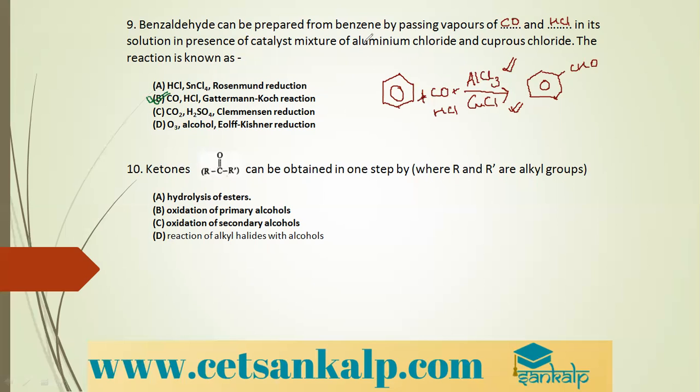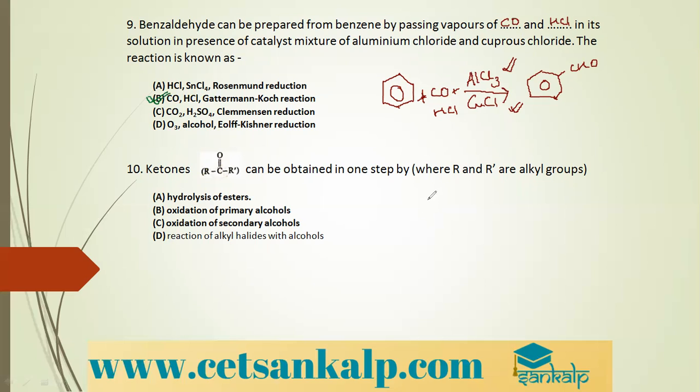So you should know all the named reactions from which we can prepare only aldehydes, the reactions from which we can prepare only ketones, and the general reactions by which we can prepare both aldehydes and ketones. Okay, moving to the next question. Ketones, they have given the general form R C double bond O R dash, can be obtained in one step by, where R and R dash are alkyl groups.